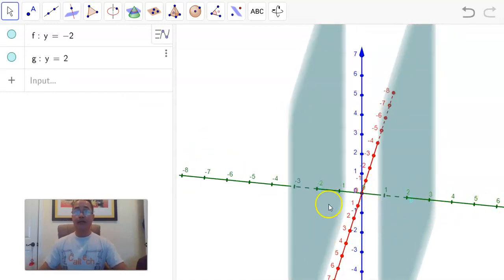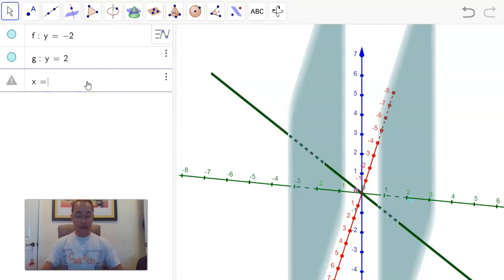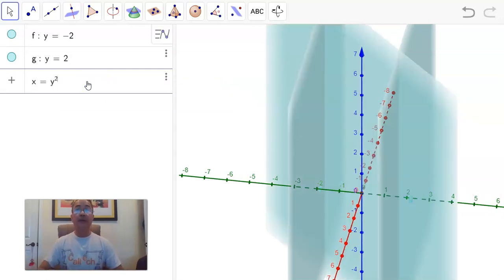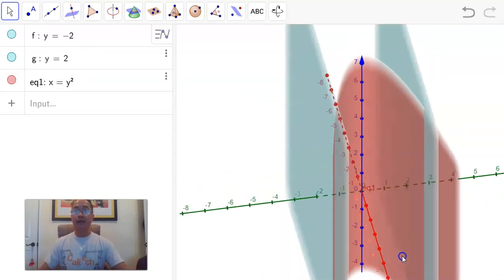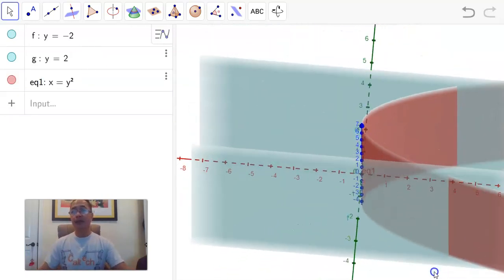Okay, there's a y-axis. Y will go from -2 to +2. X will go from y squared to 4. So let's type in x equals y squared. There it is. Okay, so it's a parabolic cylinder. There's x equals y squared.